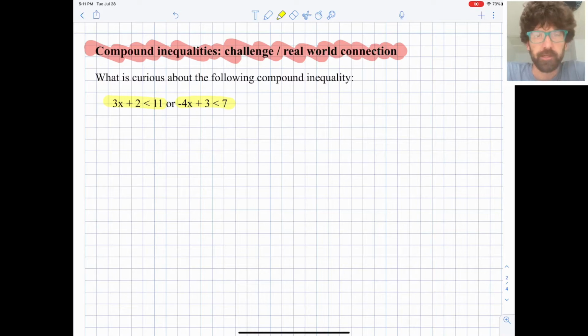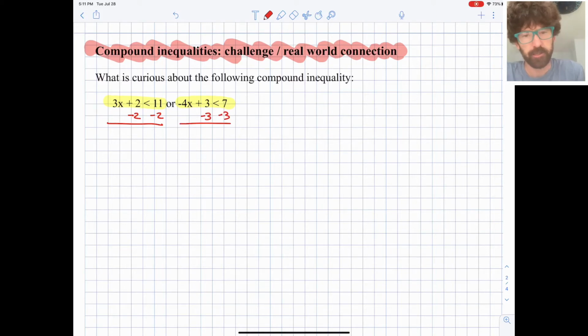And nothing strikes me as curious just looking at it at first, but let's dig into it a little bit and see what we get. So I'm going to solve these two inequalities separately, and we'll see what we end up getting. So I will subtract 2 from both sides here, and I will separately subtract 3 from both sides here. And that's going to turn into 3x is less than 9. Okay, no problem there. And a negative 4x is less than 4.